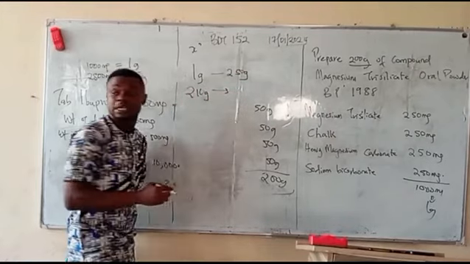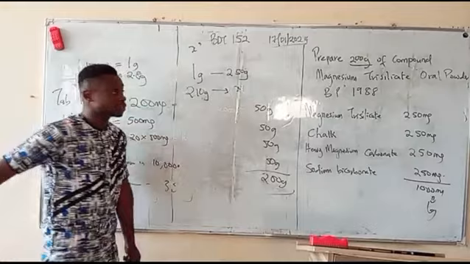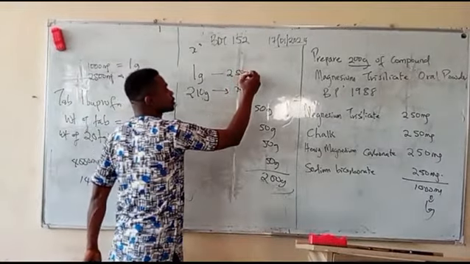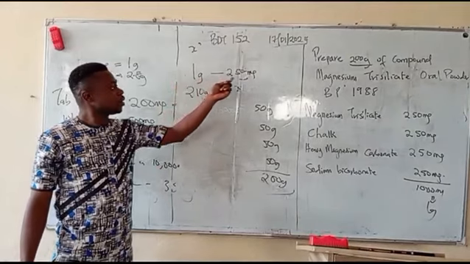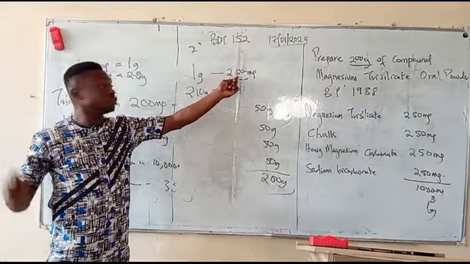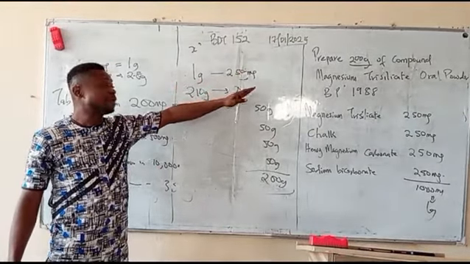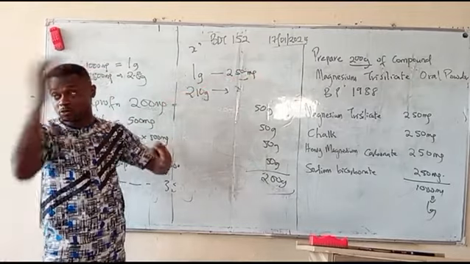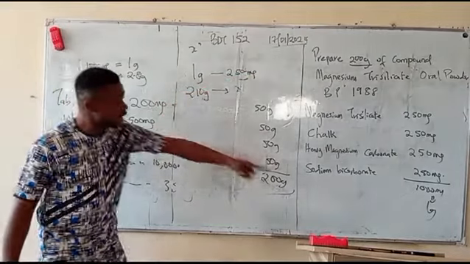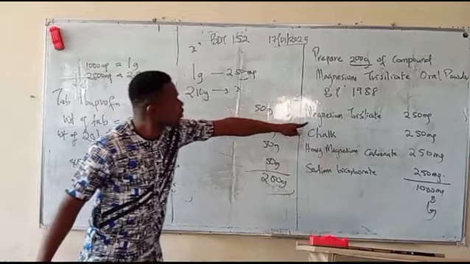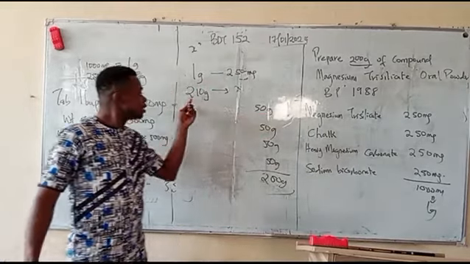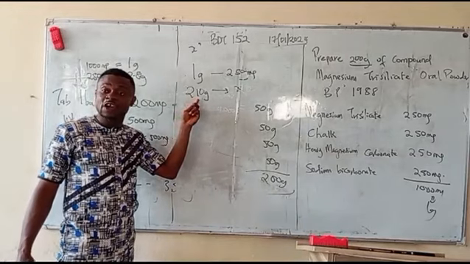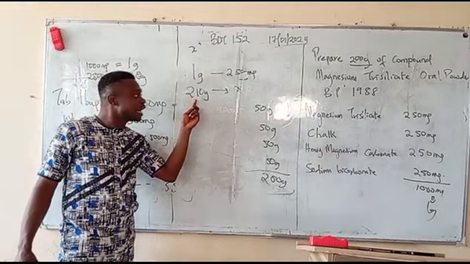210 grams will now contain what? 250 milligrams. To avoid confusion, maybe after the calculation, you move it back to gram. If 1 gram here contains 250 milligrams of magnesium trisilicate, remember you have added overage of 10 here. 210 grams will now contain how many?